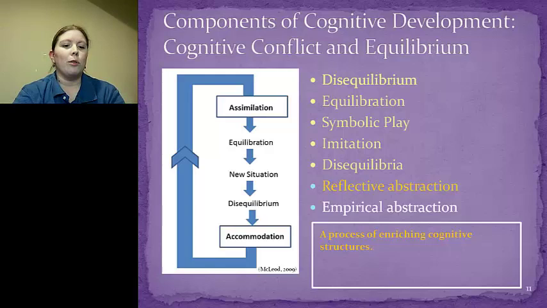Empirical abstraction, according to the text, is the process of internally constructing the physical characteristics of objects. Children make sense of what they see and make mental images.